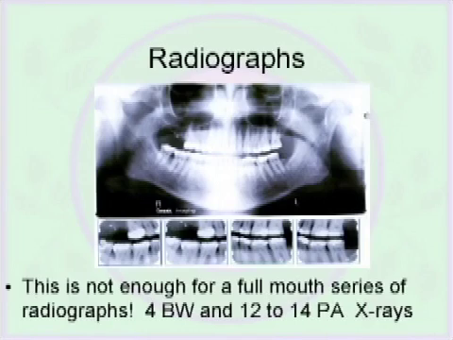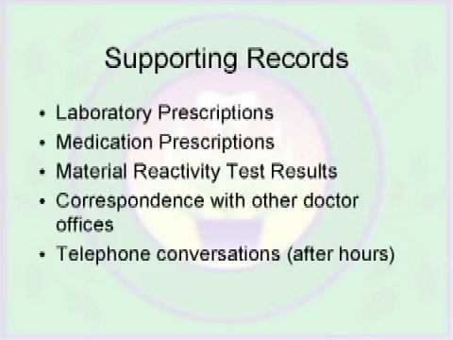Radiographs. Prior to seeing what the new digital x-rays can do, this is not enough. I can't see the periapicals up here. They're not giving me any information. On the new digital panoramic views, you can see better detail than any of this will ever give. But if you're using traditional x-rays or a phosphor screen x-ray that is used for digital x-rays, this is not enough. You have to have 12 to 14 x-rays to show everything. Know your supporting records: laboratory, medication, material reactivity testing, correspondence with other doctors, and after-hour telephone conversations.